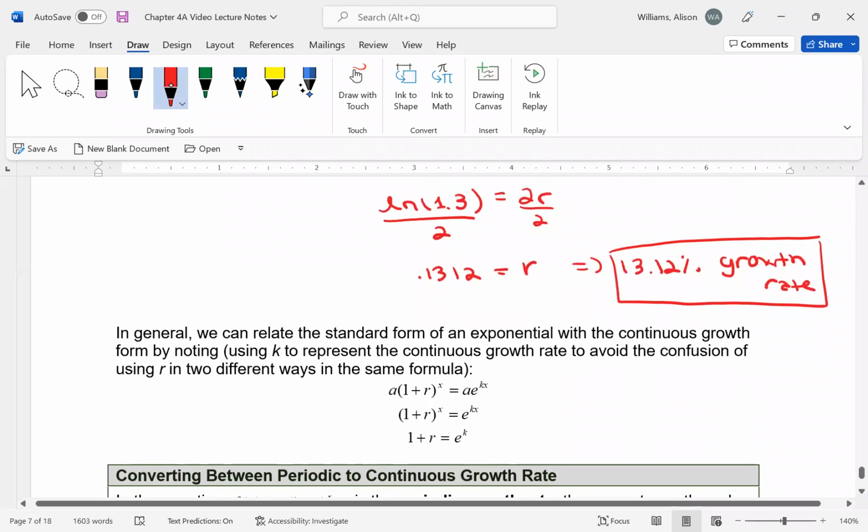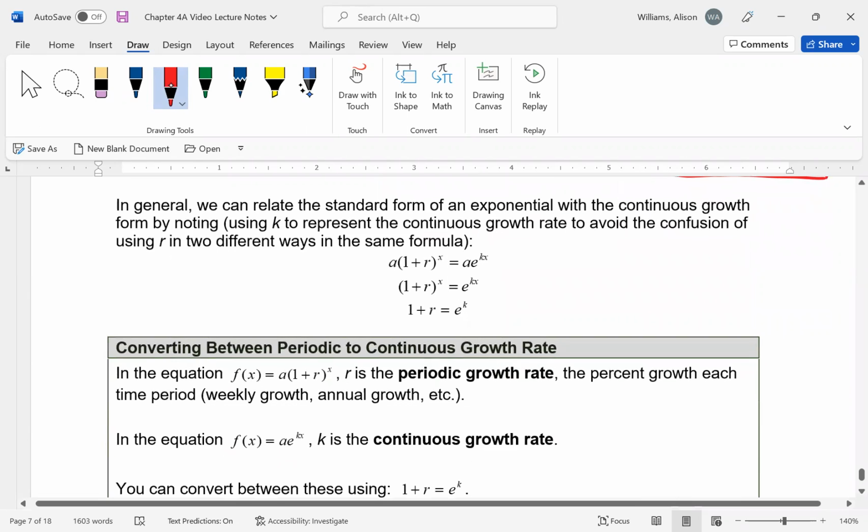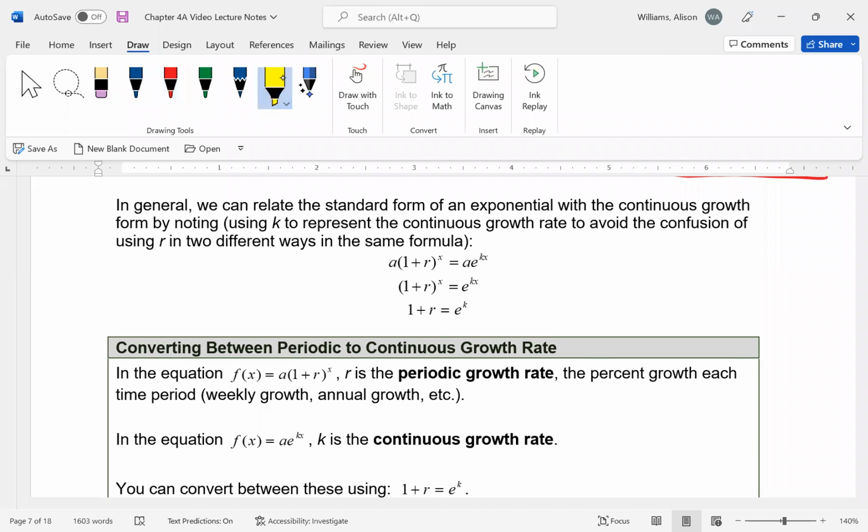All right, let's look at some more useful information. This idea that we have a continuous growth versus what we call the standard exponential. So we have 2 models for growth. We have the model where we do the 1 plus R, and then the model where we use E. So these 2 models are equivalent, and we can set them equal to each other and realize that really what we're saying is that 1 plus R equals E to the K. And they give some names to this.